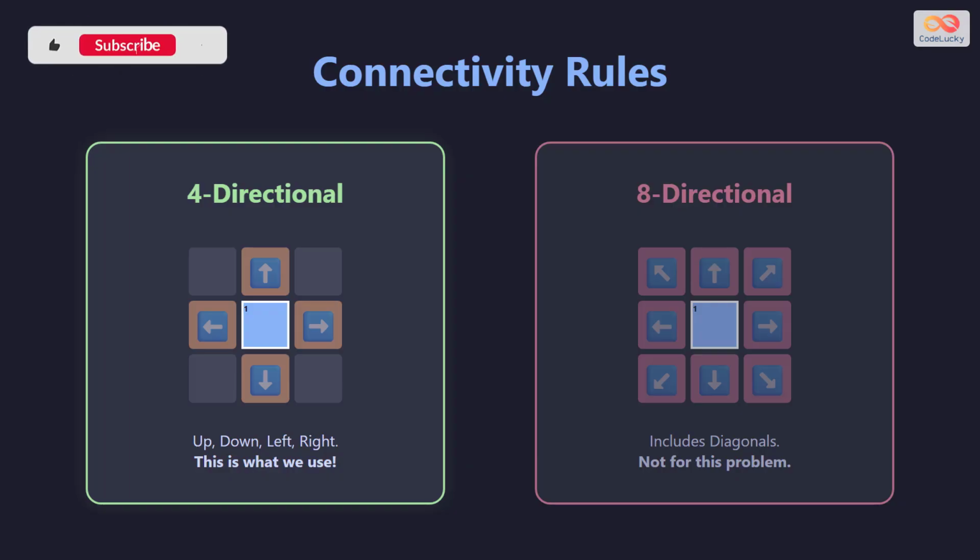A crucial rule in this problem is how we define connected. We use four-directional connectivity. This means a cell is connected to its neighbors directly above, below, to the left, or to the right. We do not count diagonal neighbors as connected. This distinction is important because it simplifies which cells we need to check from any given point.